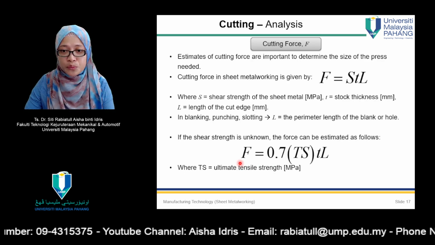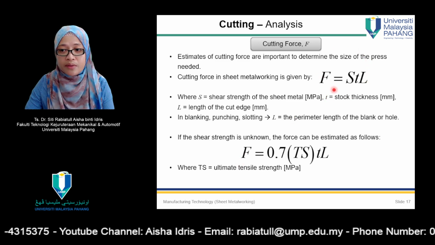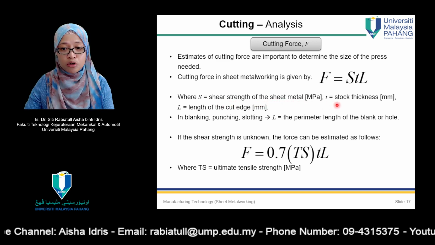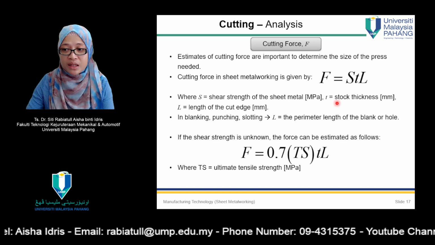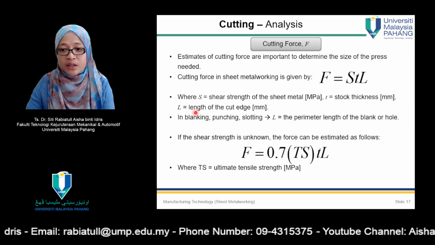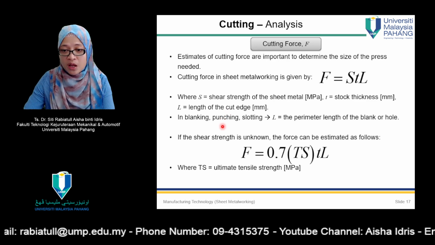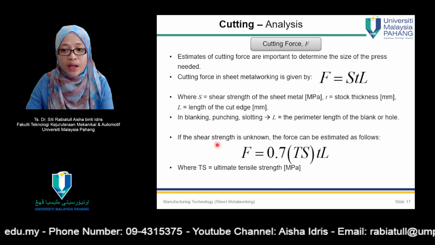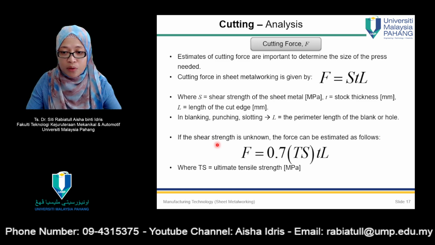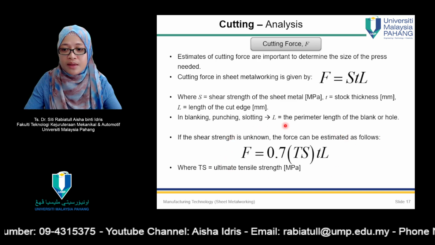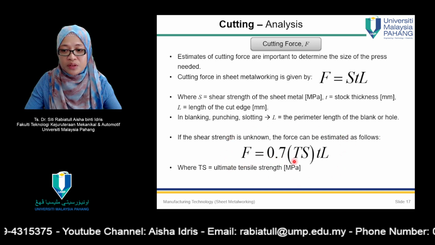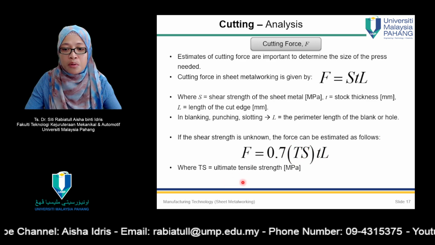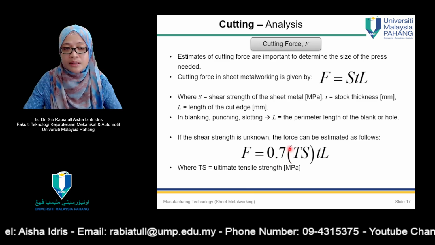And cutting force, we need to know the formula for cutting force, which is F equals S t L. S is the shear strength of the metal, t is stock thickness or blank thickness, and L is the length of the cut edge. Okay, and if there's no shear strength mentioned, then the cutting force can be calculated using this formula: F equals 0.7 TS t L. TS is ultimate tensile strength, or sometimes they use UTS, so it is the same.